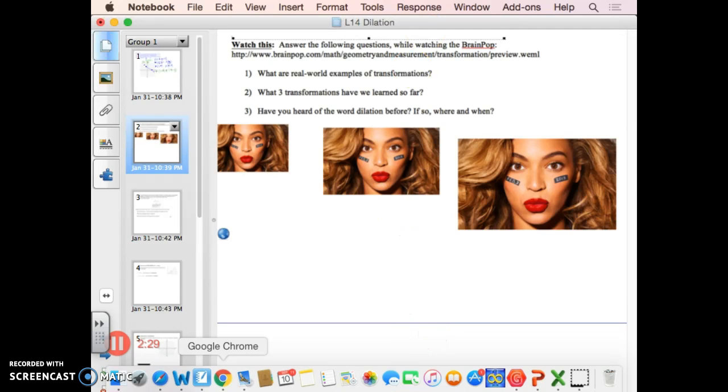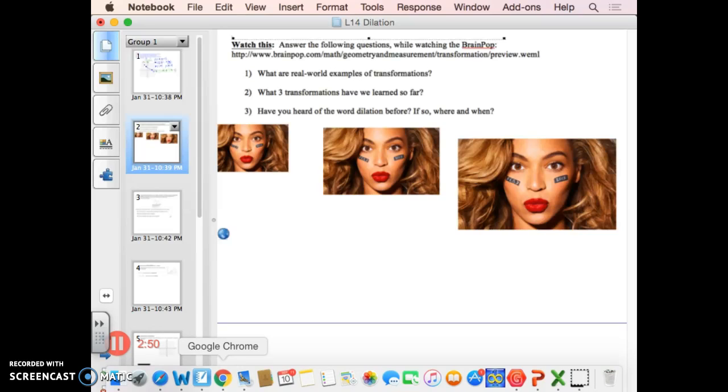Essentially, anytime you take a picture or make a copy of a picture, you blow something up, that is a dilation. Televisions are dilators. Your eyes dilate when you turn the light on, your pupils get really small, and then when you turn the light off, they get really big.